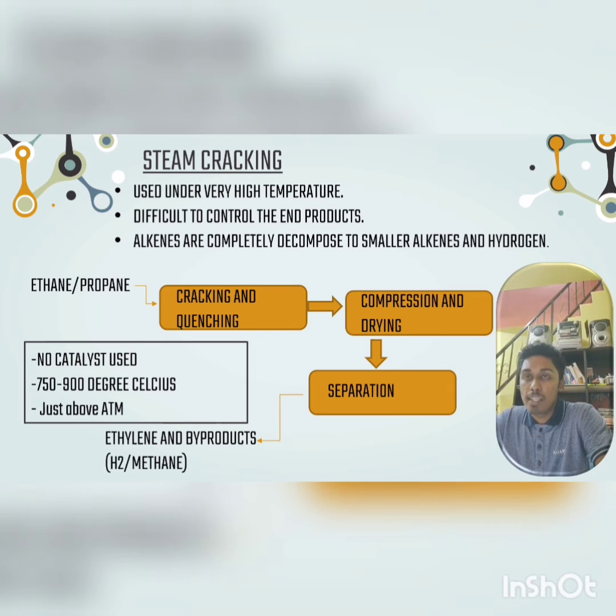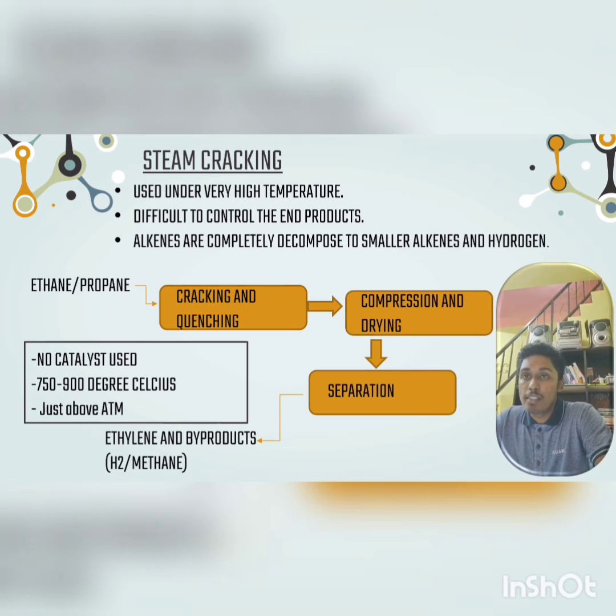The only difference between steam cracking and catalytic cracking is that steam cracking will use a high temperature compared to catalytic cracking, where catalytic cracking uses temperatures up to 500 degrees Celsius, but in steam cracking it will use up to 900 degrees Celsius, and at the same time it won't use that much catalyst.